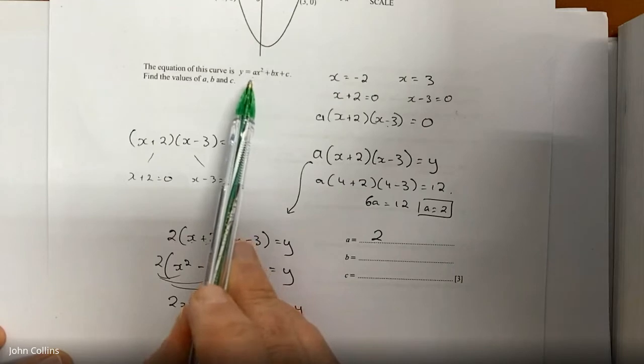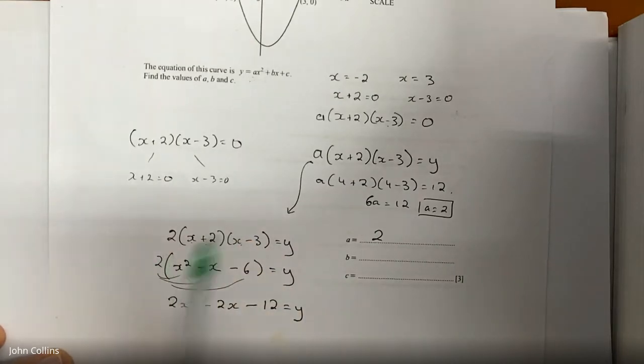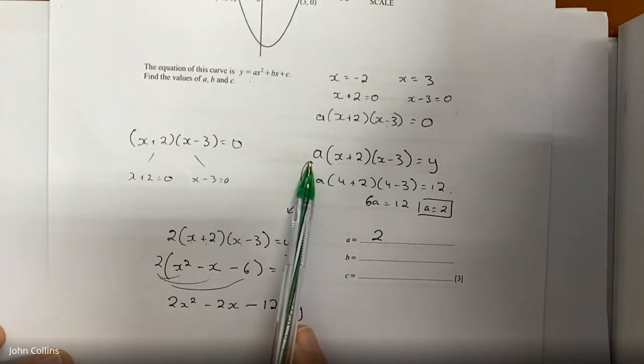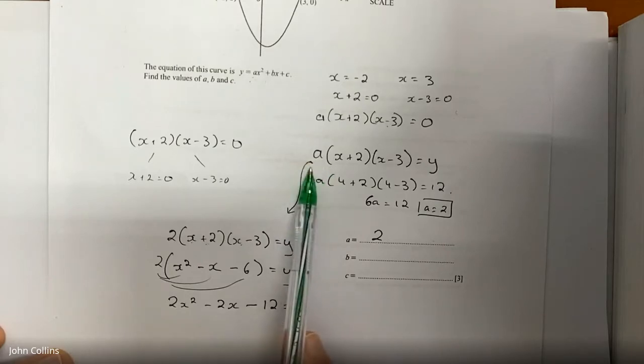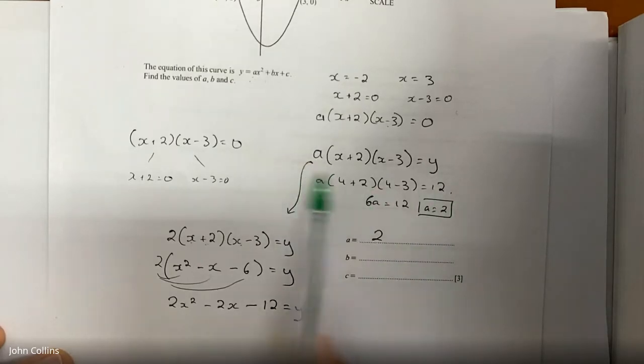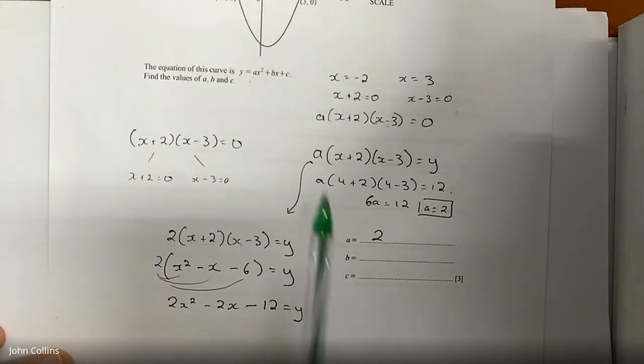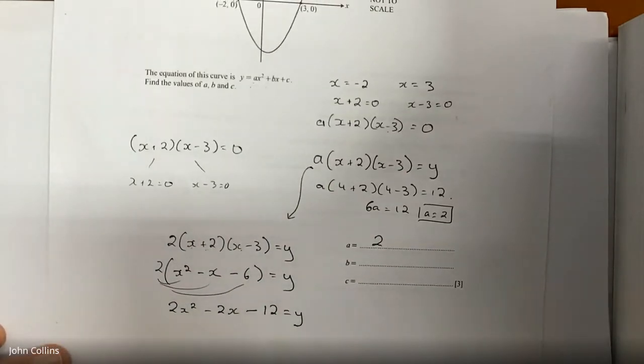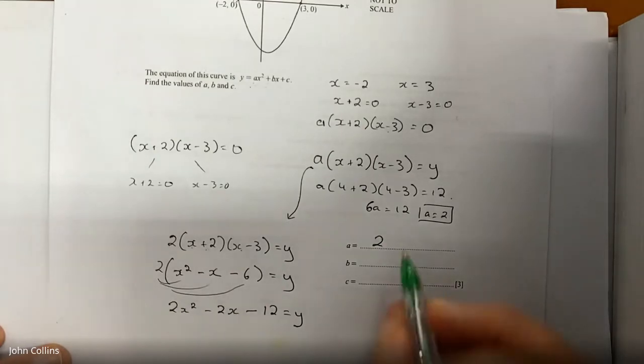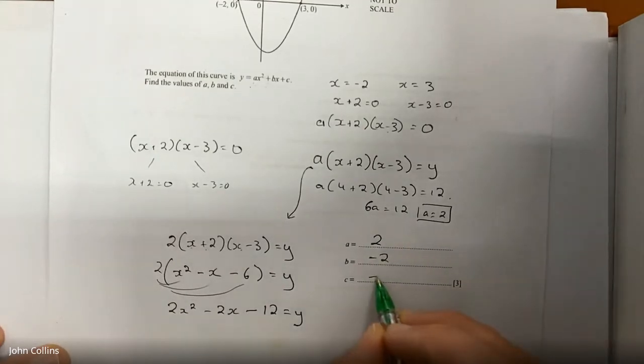And then because I found a to be 2, there can be a multiplier here because you can divide everything by 2 and you still get the same roots. So you have to be aware of that. So a is 2, we knew that already. B is minus 2 and C is minus 12.